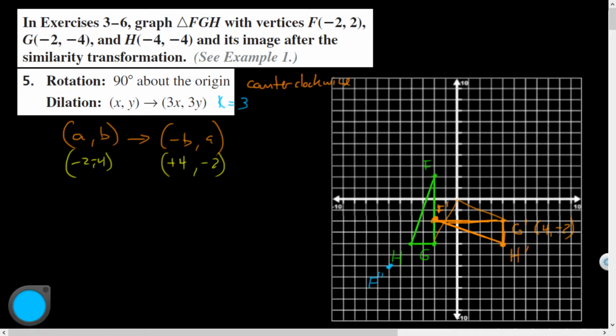Here, let's see. So G prime is at 4, -2. Triple them. It's going to be at 12, which is actually just past my grid, and down 6. 1, 2, 3, 4, 5, 6. All right, so right there is going to be G double prime, like so. And let's see for H.